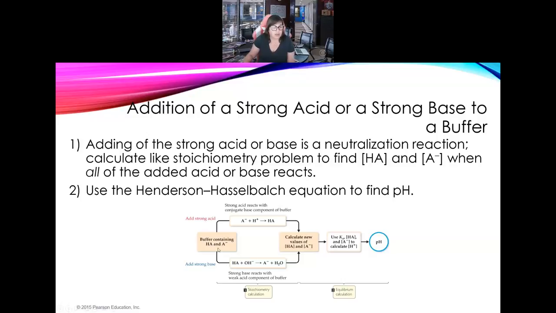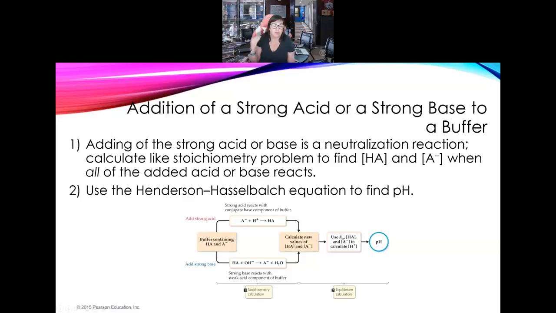So if I have a buffer containing HA and A minus, and I add strong acid to it, I know that the concentration of H plus that's generated from the strong acid is equal to the amount of HA that I added. That will then react with the A minus that's in solution to generate new HA.